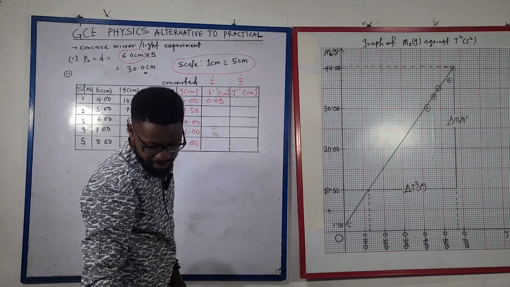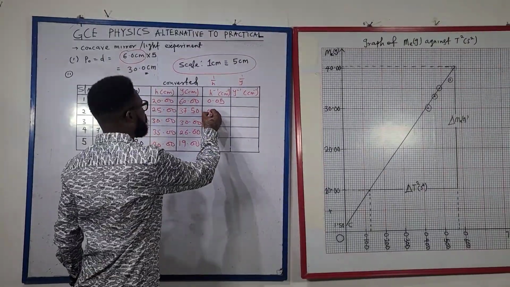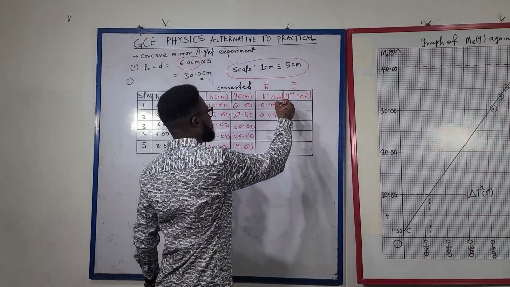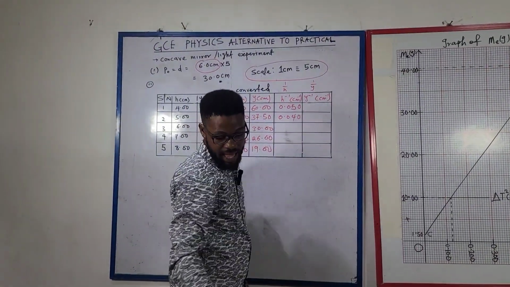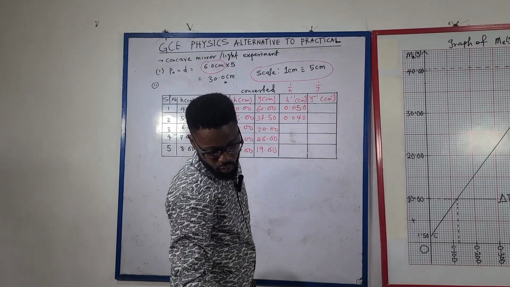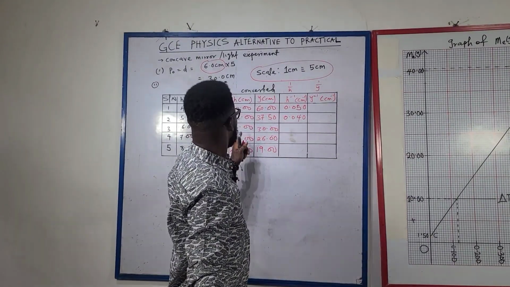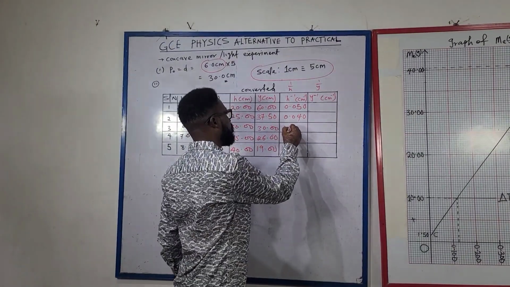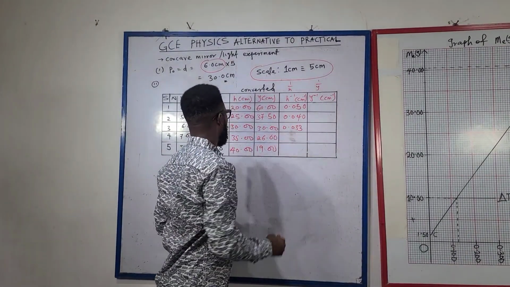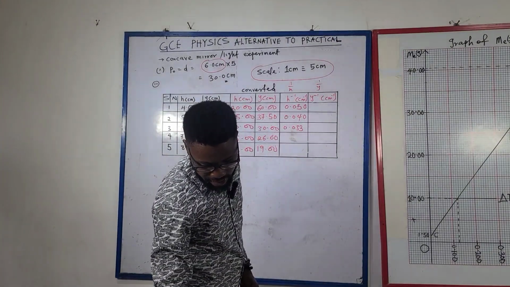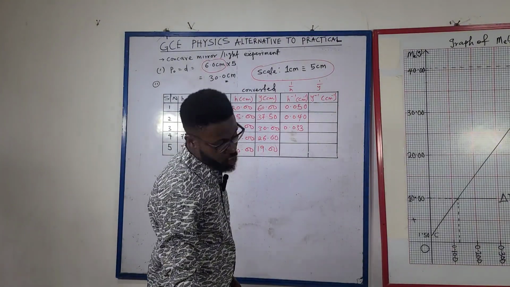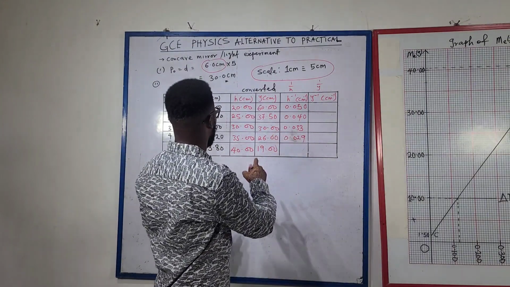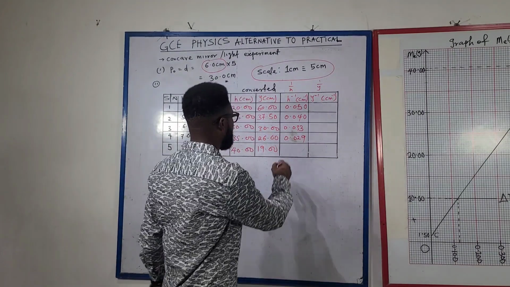1 over 25 is going to give me 0.04. And of course, let me make this to 3 decimal places. And of course, 1 over 30 is going to give me 0.033. 1 over 35 is going to give me 0.029. And 1 over 40 is going to give me 0.025.